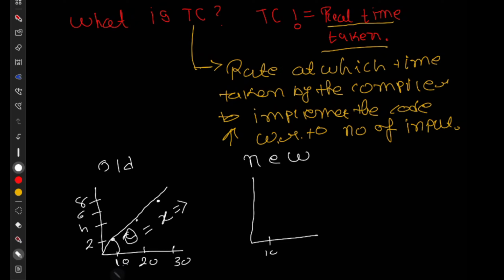In the new system, when input is 10, 20, 30, time taken will be 1, 2, 3. And when we join it and measure this angle theta, it must equal x. This means that in the new system and the old system, when we give the same number of inputs, it might take different time to run the code, but the rate at which time increases must be the same in any system and any compiler. Now we learn about big O notation.